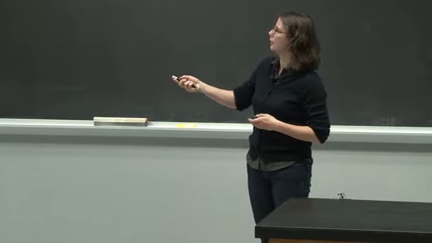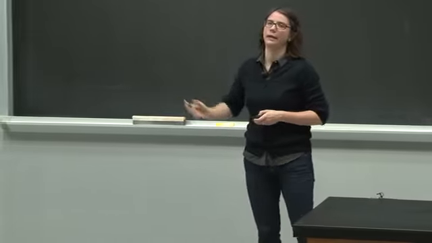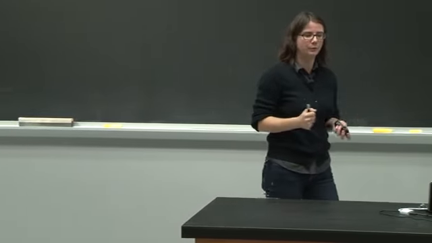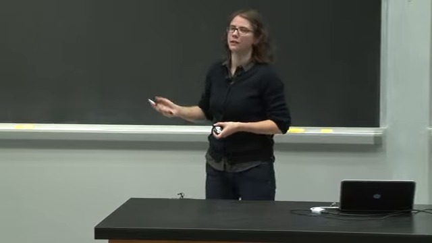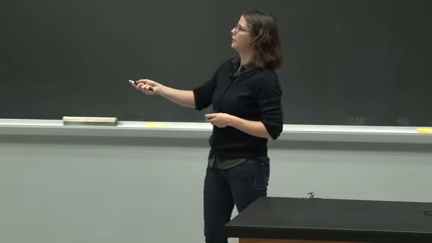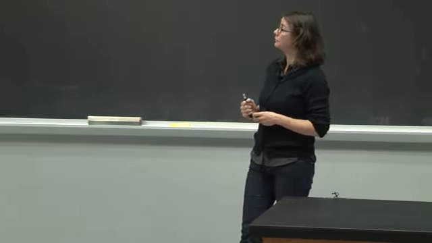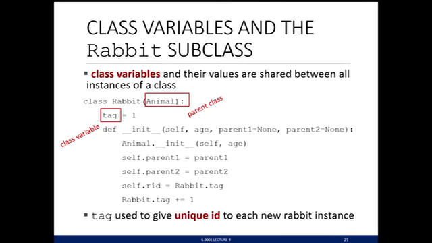Inside the init, I'm going to call the init of Animal, because Python already knows how to initialize an animal for me, so that's less work. That's going to set the 2 data attributes, name and age. I'm going to set the data attributes parent 1 and parent 2 for a rabbit to be whatever's passed in. And then this is where I'm going to use this class variable. I'm creating this data attribute, an instance variable particular to a specific instance, called rid, and I'm assigning this instance variable to the class variable.